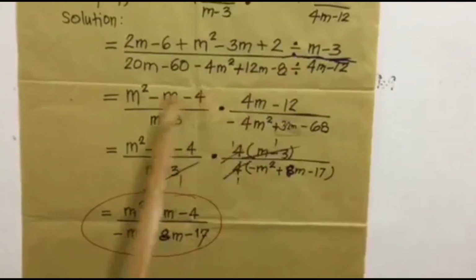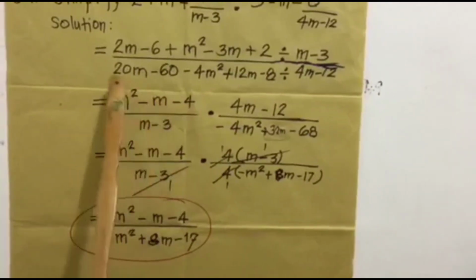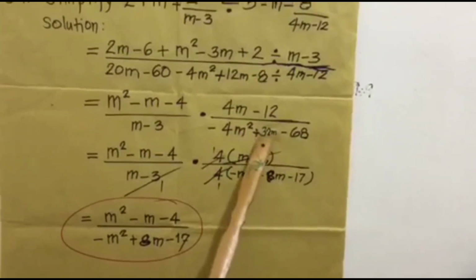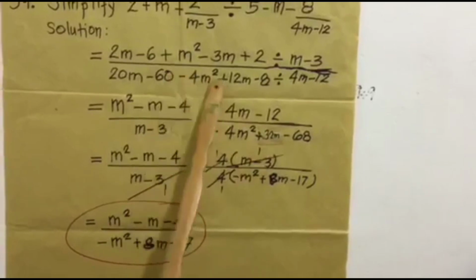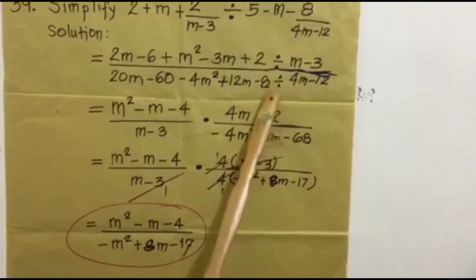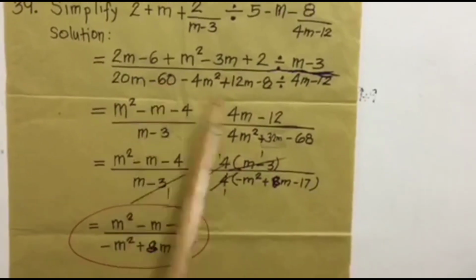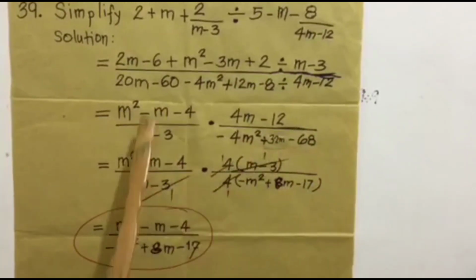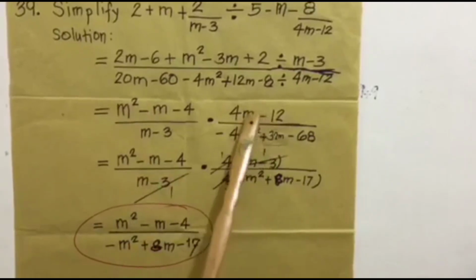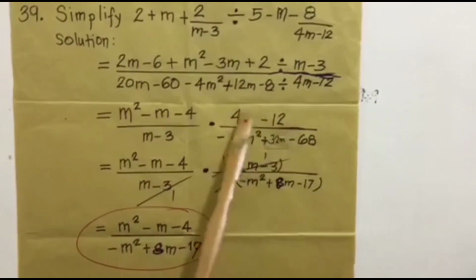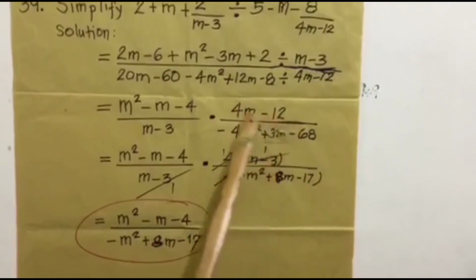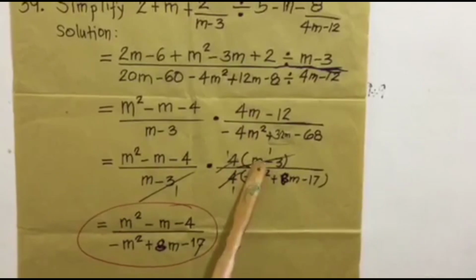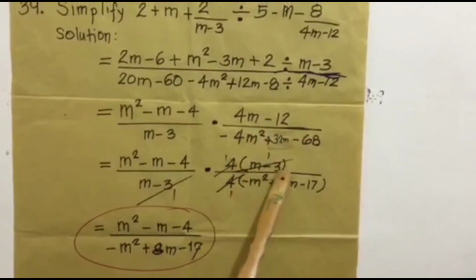combined like terms of this, we have 20m plus 12m equals 32m positive, and we have negative 4m squared, and negative 8 plus negative 60, we have negative 68. And we're going to factor this denominator. This one we just copy, and this one we're going to factor. The common factor of 4m and 12 is 4, that's why we have here 4, then 4m divided by 4 equals m, then 12 divided by 4 equals negative 3.